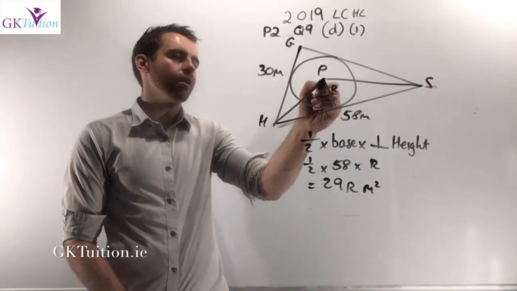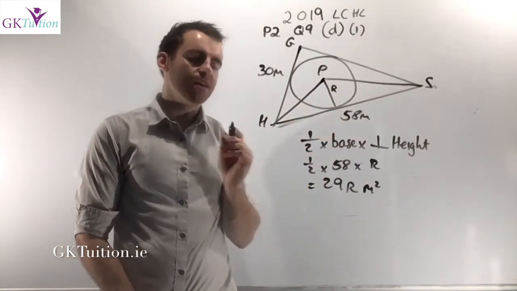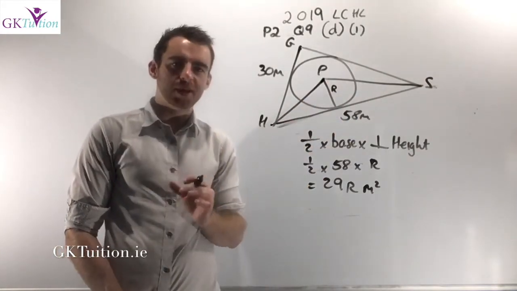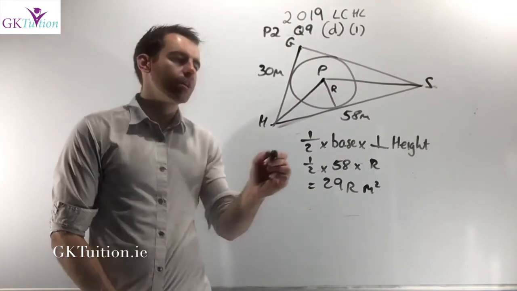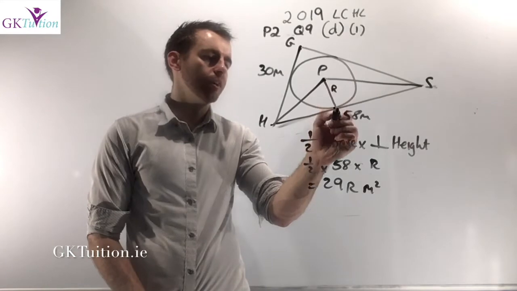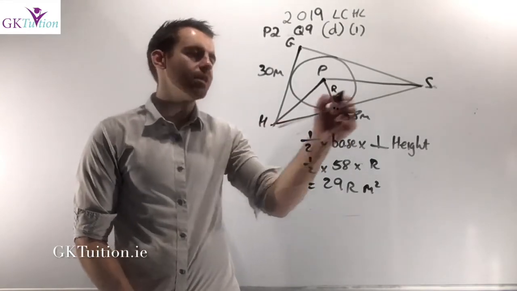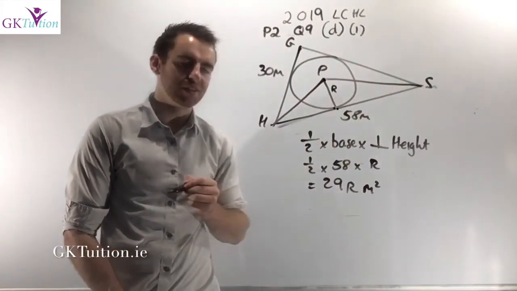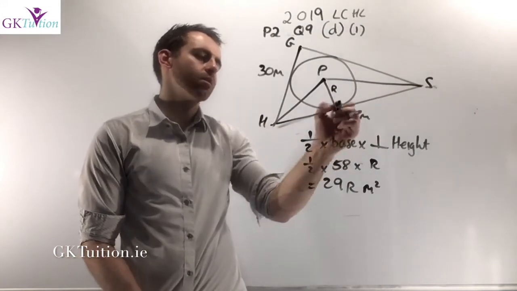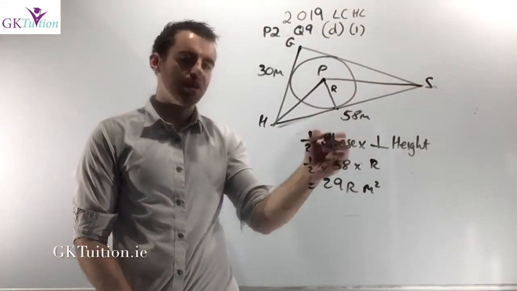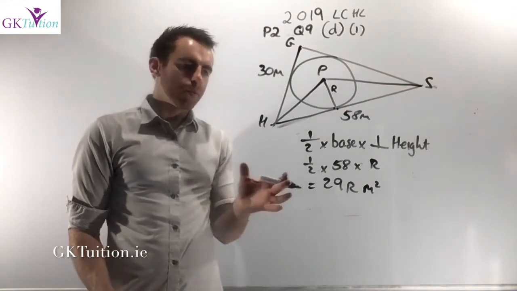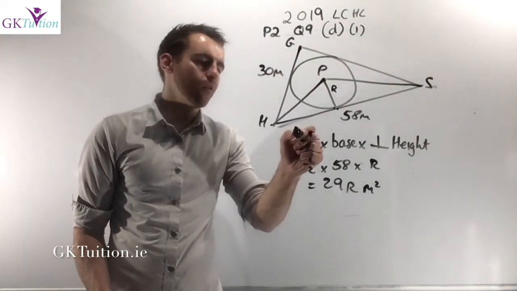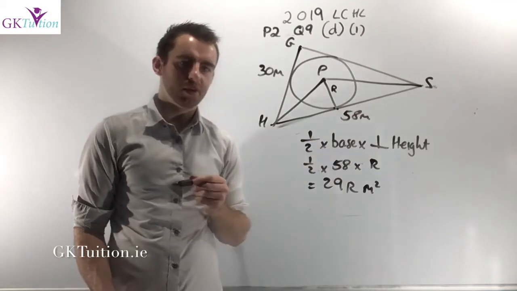In order to get the area of the triangle PHS, I'm going to use a half the base by the perpendicular height. The reason I can use this time is because I know the perpendicular height is OR. Remember that HS is a tangent to the circle, so I know that HS is perpendicular to this radius that's been drawn. So because I know the perpendicular height, I can use the formula half by the base by the perpendicular height.